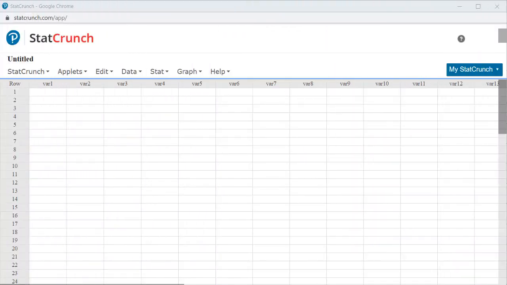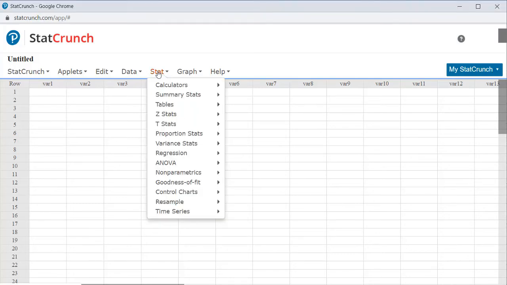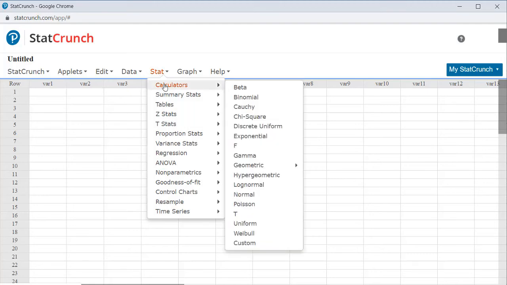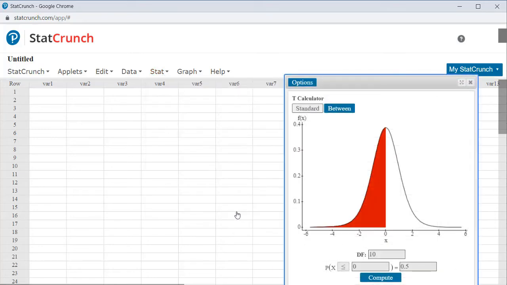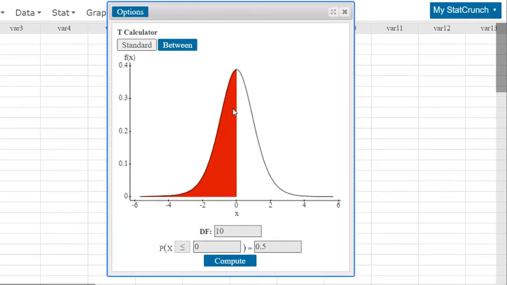Now, we can also use StatCrunch to find critical values for the student t distribution. And so we do that this way. Go to the stat option, and we're going to use calculators, and we're going to go to the t calculator. Now this t calculator works a lot like the normal calculator that we've used before. The difference is we have to fill in the degrees of freedom.